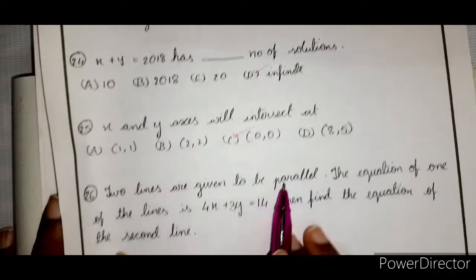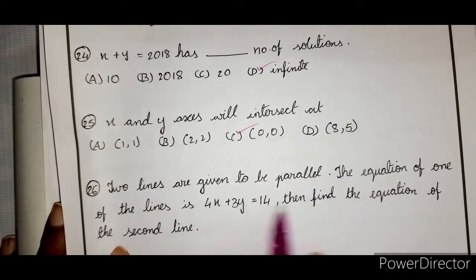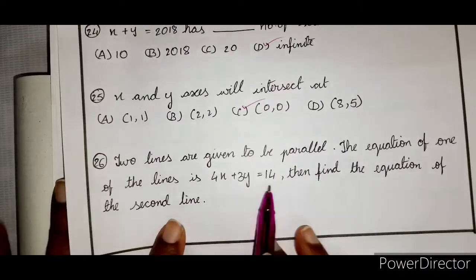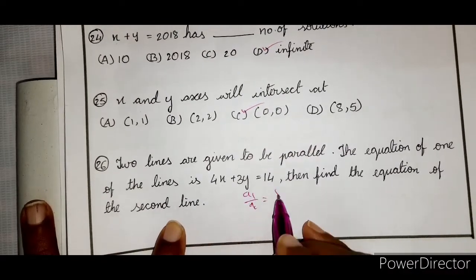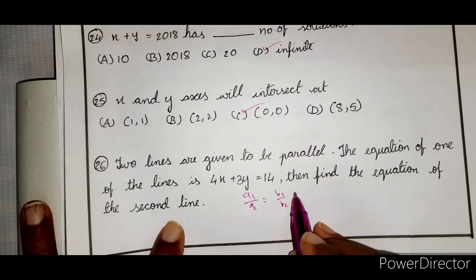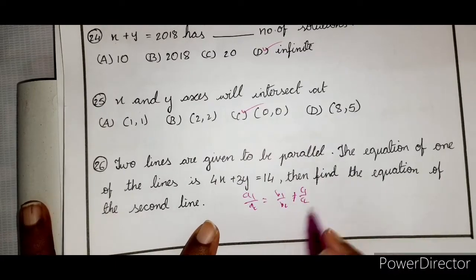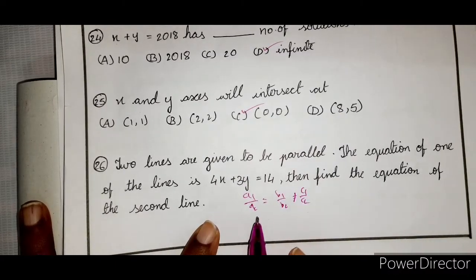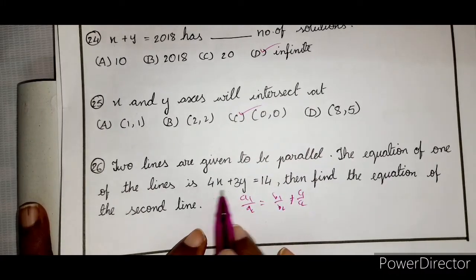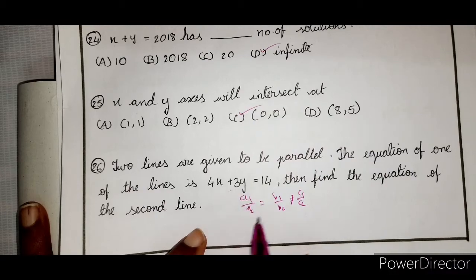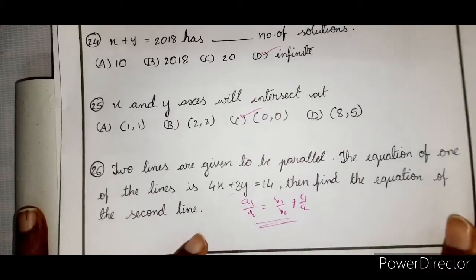Two lines are given to be parallel. The equation of one of the lines is given. Then find the equation of the second line. See, I'll explain the condition. That is, a1 by a2 is equal to b1 by b2 not equal to c1 by c2. Then we say that the lines are parallel. So you take any values which can satisfy this equation and write it down.